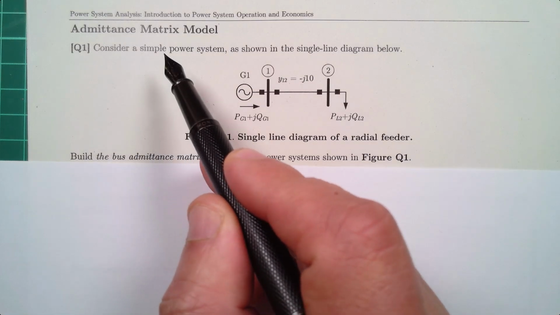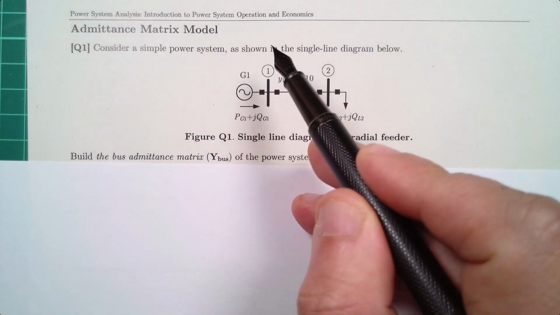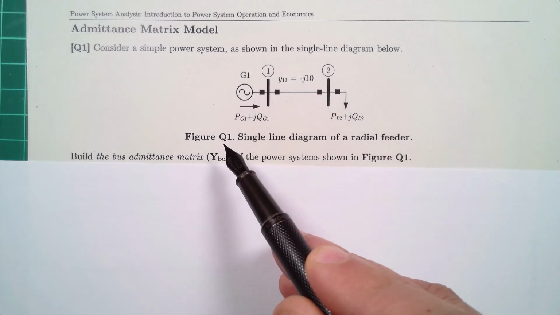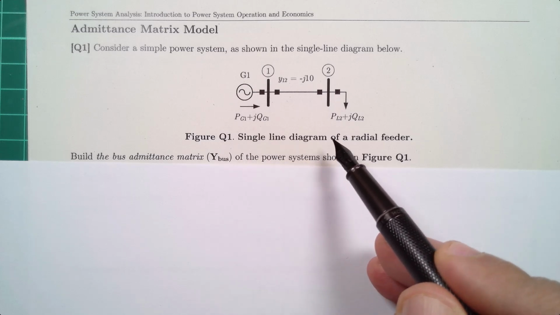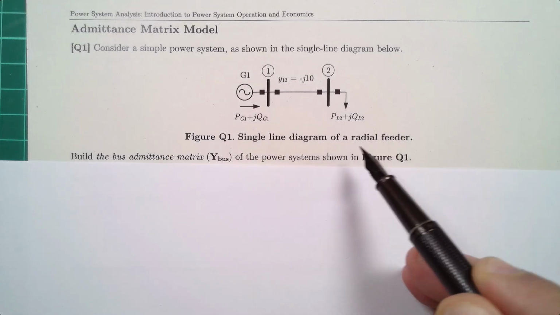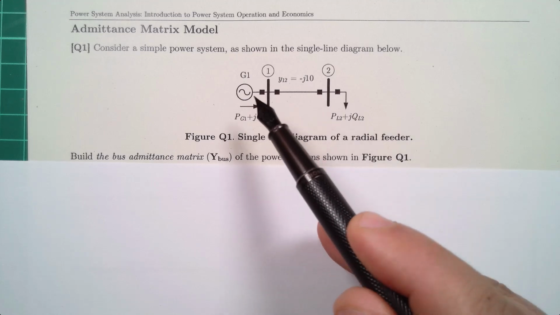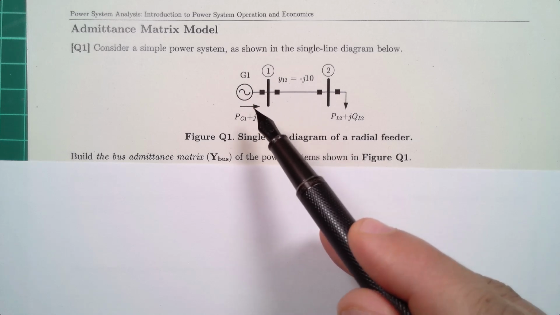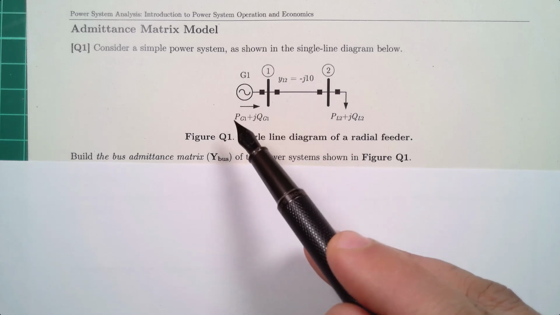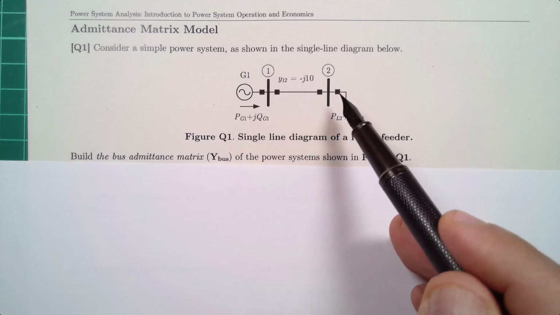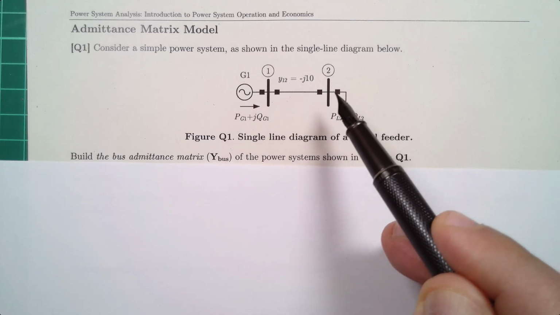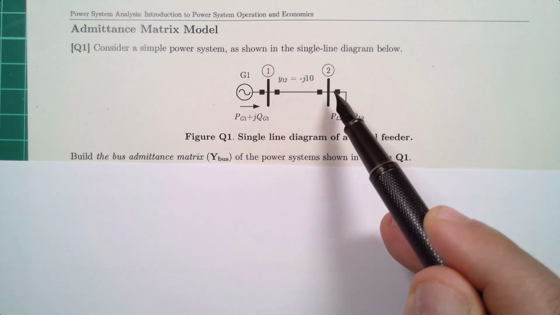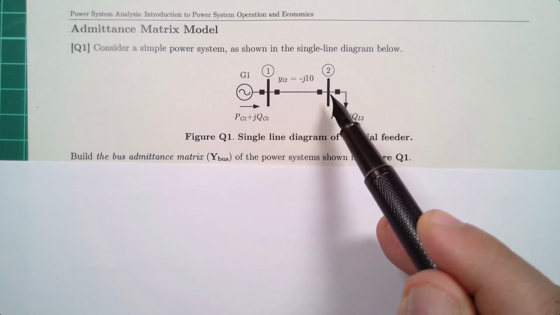Consider a very simple power system as shown in the single line diagram below. Here we have figure Q1, a single line diagram of a very simple radial feeder. As you can see, there is a generator G1 connected to the bus bar number 1. This generator is providing active and reactive power to a very specific load located at the bus bar number 2. And the power flow is moving through this transmission line over here.